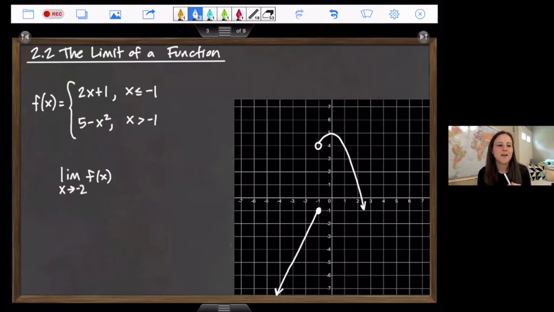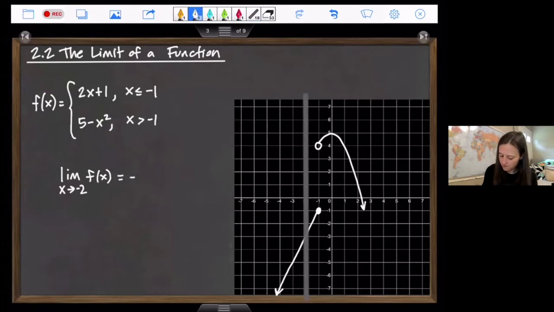Same function, let's look at the limit as x approaches -2 this time. So I'm going to find x equals -2 on my x-axis and draw down that vertical sort of curtain, hiding what's going on at x equals -2. And we just look at what's going on nearby. So it looks like nearby we're headed for a y coordinate of -3. So we're going to say that the limit as x approaches -2 of f of x is -3.